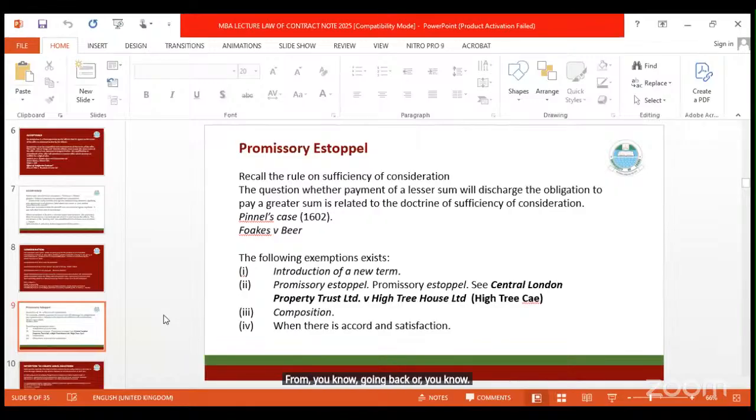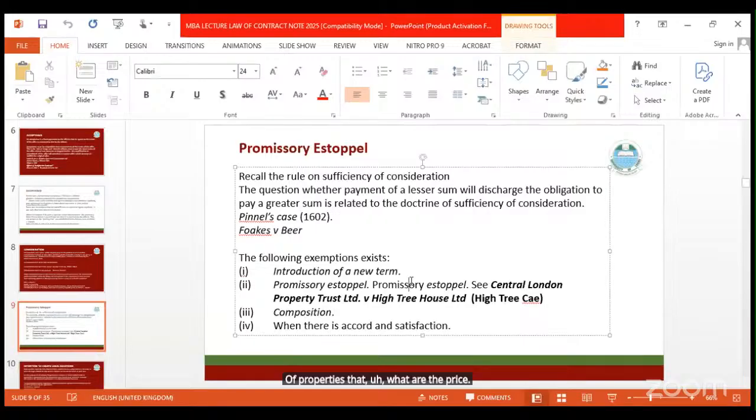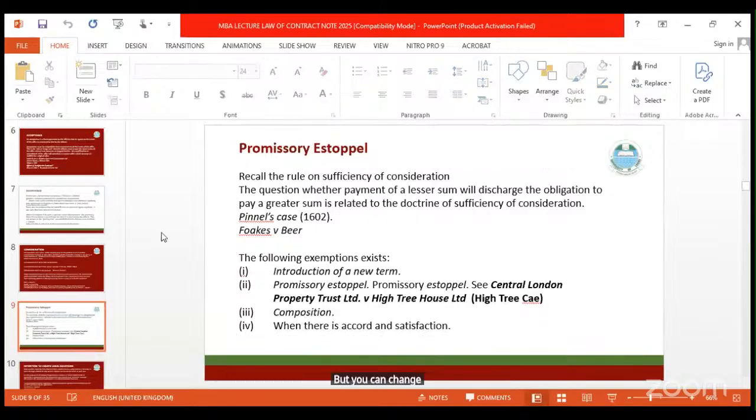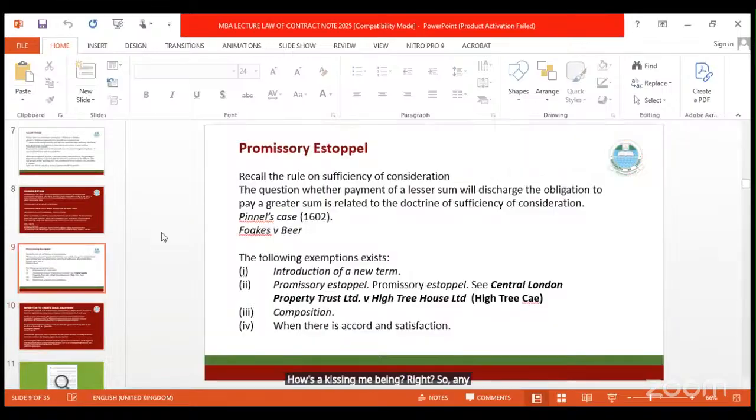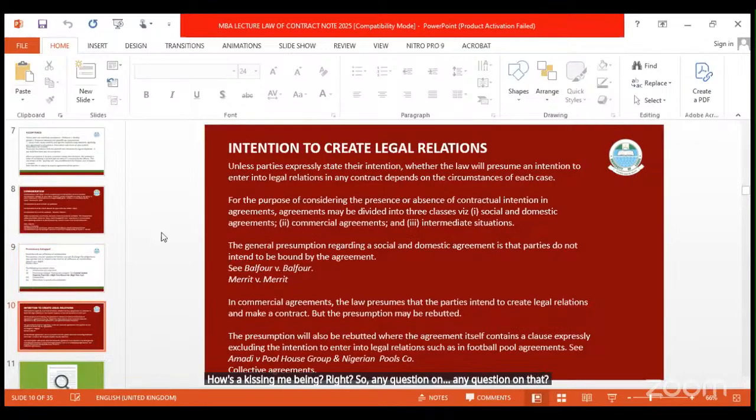Central London Properties. It was a high-rise case. These are all renters. It was a case about prices. You can Google it online. It's a popular case. It's about rent of properties, whether the price that was given, a party can change it, as the case may be, right? So any question on that? And then we will move to the fourth element of contract, which is intention to create legal relationship.